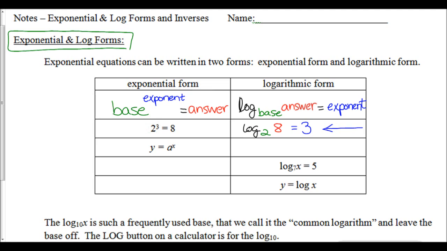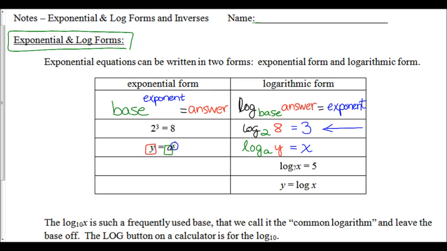Pause the video while you try to write y equals a to the x in logarithmic form. The base of the exponential was a, so the base of the logarithm is a. The y used to be by itself, so the y is now inside the logarithm. The x, which used to be with the base, is now by itself on the other side of the logarithm. So the base stays the base, and the other two switch partners.